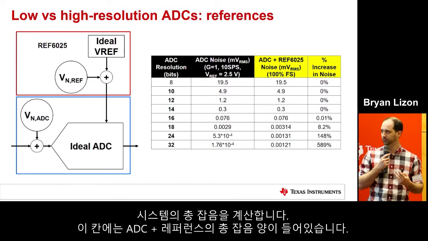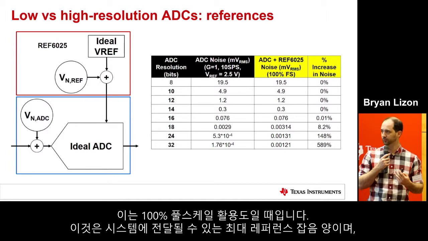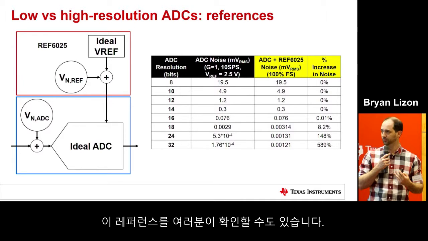And you calculate the total noise for that system. This column right here shows the ADC plus reference total noise. Again, for an 8-bit, there's almost no change because the REF6025 adds almost no noise. And this is at 100% full scale, so this is the maximum amount of reference noise that can pass into the system. And with this reference, you can't even see it.